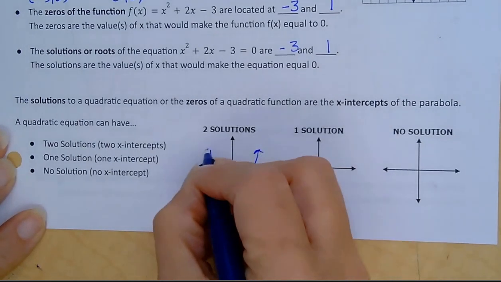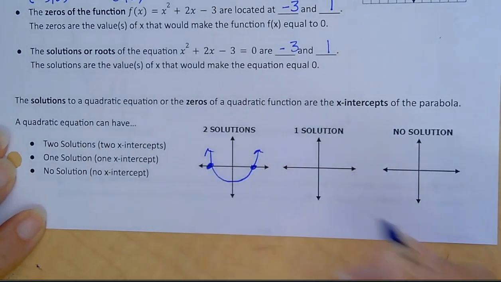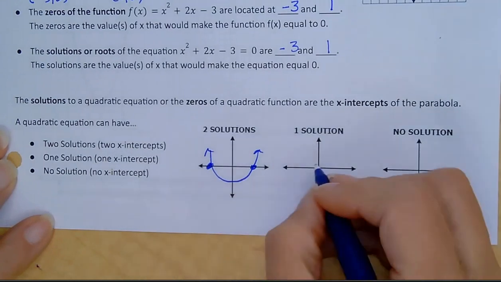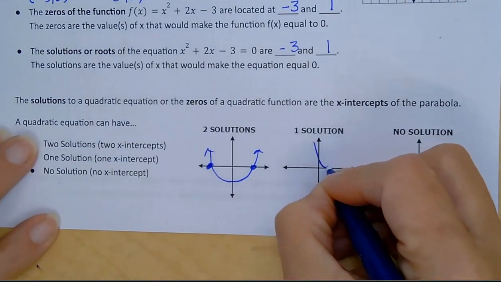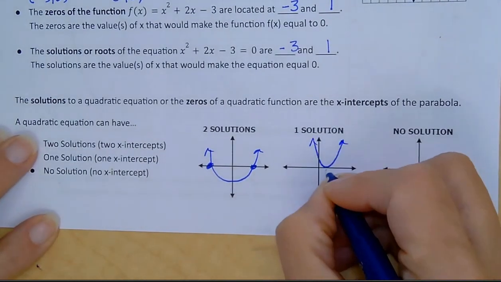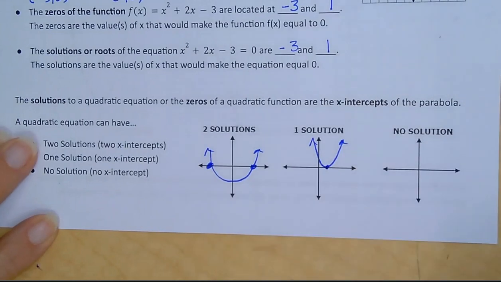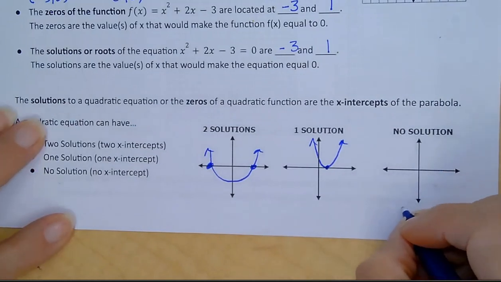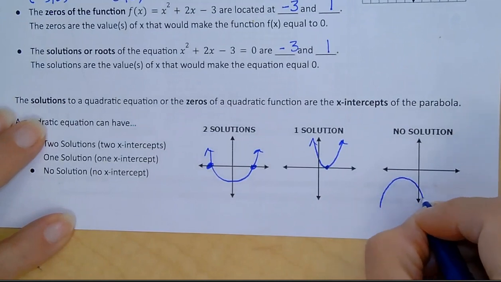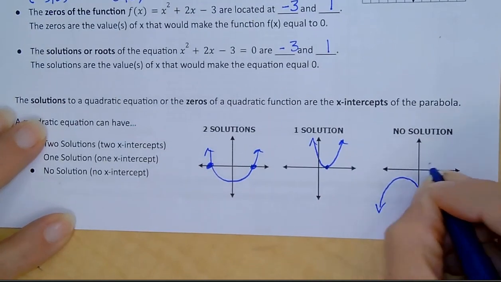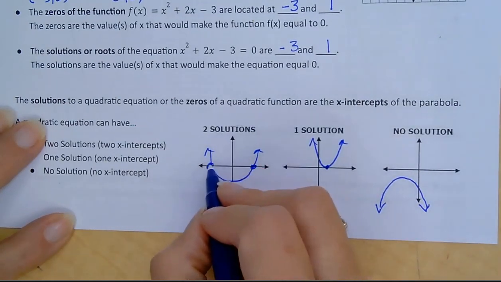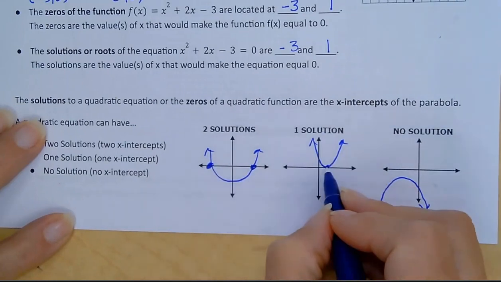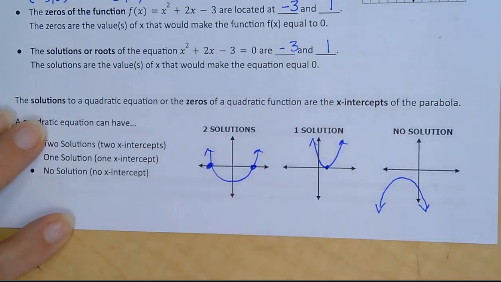All right, so a quadratic equation can have two solutions, meaning two x-intercepts. So if that's my parabola, 1, 2, two places I cross that x-axis. We can have exactly one solution, so maybe that's my parabola, and I exactly touch that x-axis. Or I might have no crossing or touching of the x-axis at all, so maybe it just goes like that. Okay, never even touch the x-axis. Two solutions, 1, 2. One solution, 1. No solutions, doesn't even touch.